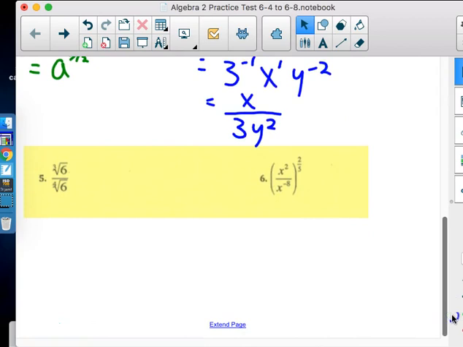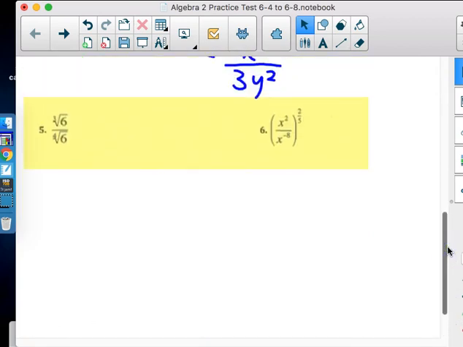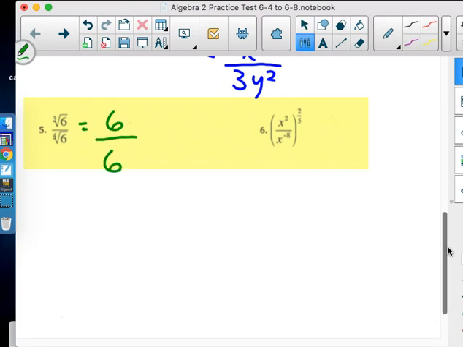5 looks yucky. So, can we do division of a cubed root and a 4th root? No, but test-taking strategy. All the other ones had fraction powers. So, maybe if I write this as 6 to the something over 6 to the something, then maybe I can do it.